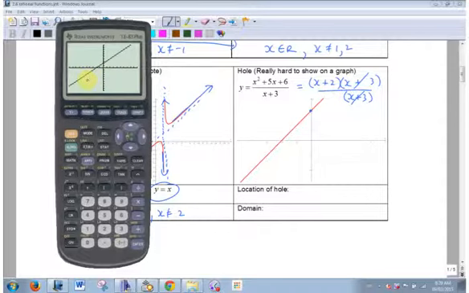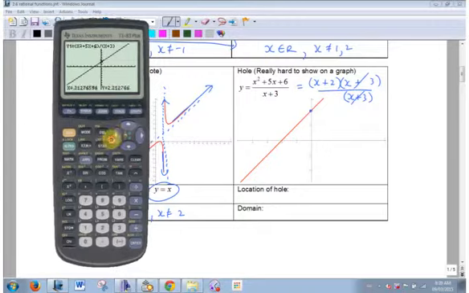Does it tell me that x can't be negative 3 here? I haven't seen one of the newer ones, the 84 Pluses that are all fancy and charge you another $40 because they do different colors. Maybe someone could tell me if you have one of those, if that spot's missing. I'm not sure. But what I do know is I can hit the trace button and go along the line for every value of x. And what if I put in minus 3? What's y? It's not giving it to you because the calculator knows you can't do that point. That's what we call a hole.